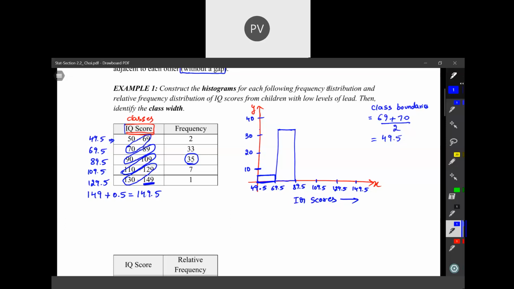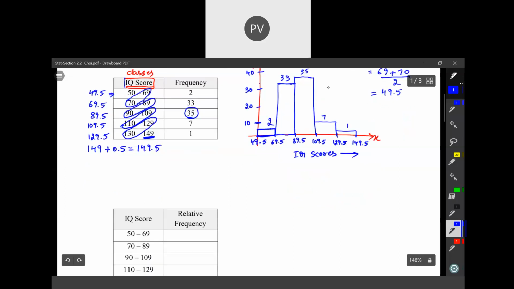Okay. And next, it is 35, slightly above this. Next is 7, which is less than 10. That is going to be like this. And it is 1, less than 10. Okay, this is your histogram. This is for 1, 7, 35, 33, and 2. So this is how you plot the histogram.